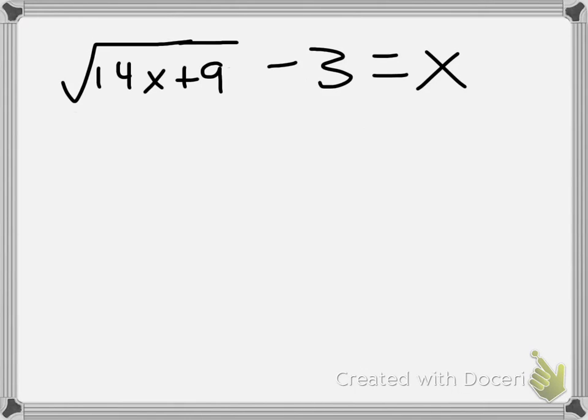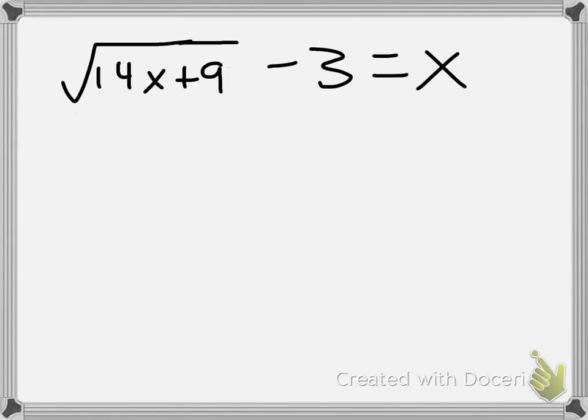Hello everyone. In this video I'm going to be looking at solving a radical equation. In this case I have my square root of 14x plus 9 minus 3 equals x. Well, when I solve any radical equation, my main goal is to isolate my radical on one side. In this case that's the square root of 14x plus 9.